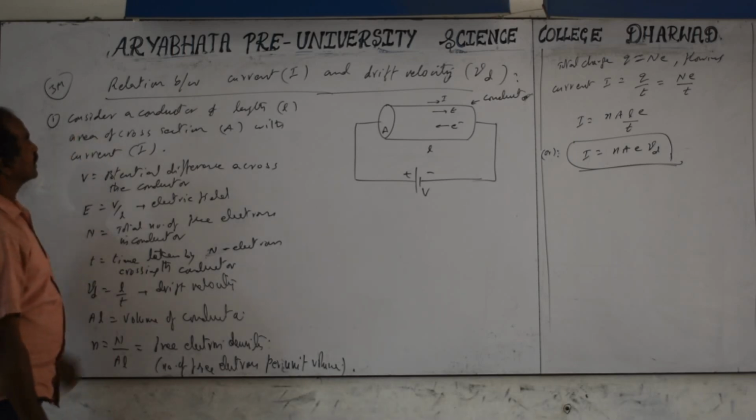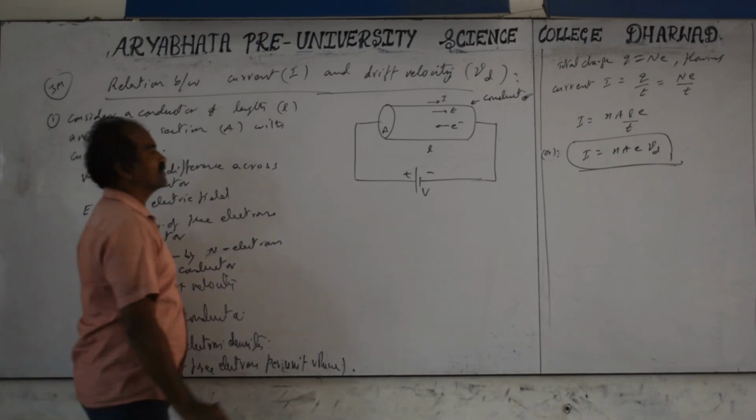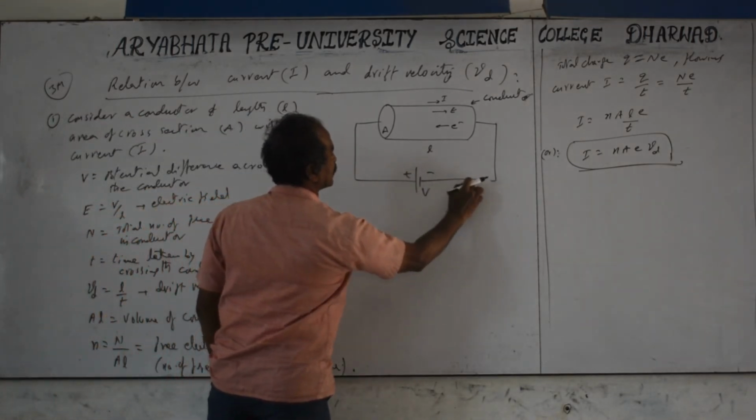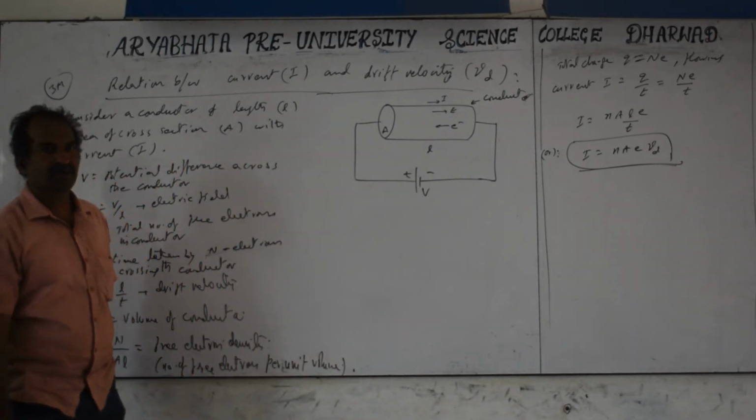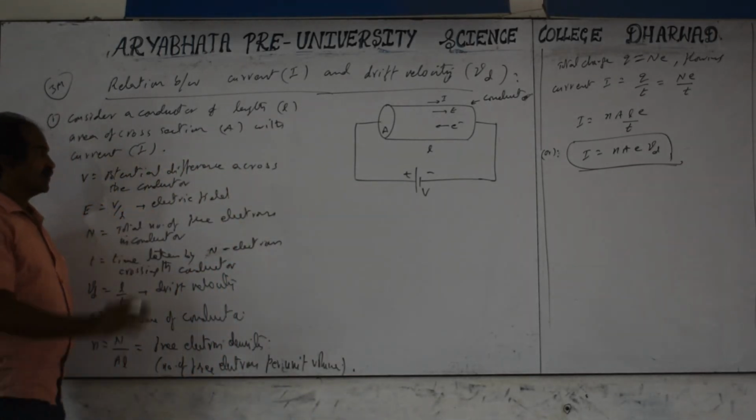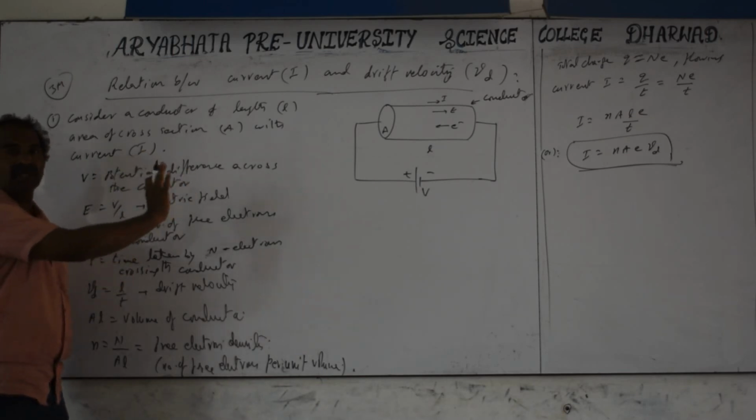Consider a conductor of length L, area of cross section A, with current I. Current is produced when we apply a potential difference V across the conductor. Drawing the diagram is not compulsory for this derivation, but if you draw it, it's comfortable for you. For some derivations the figure is compulsory, but for this one it is not.